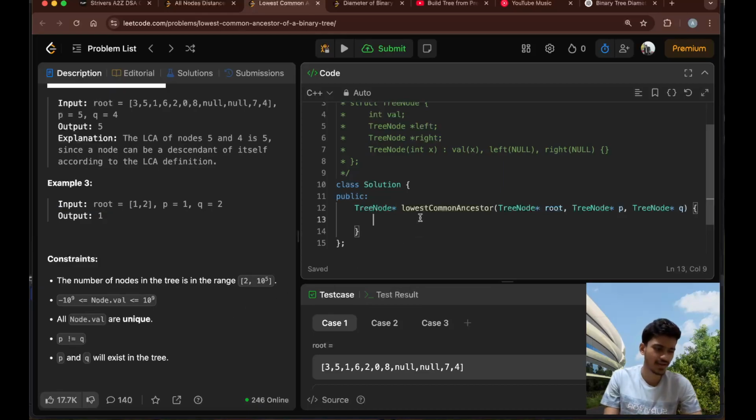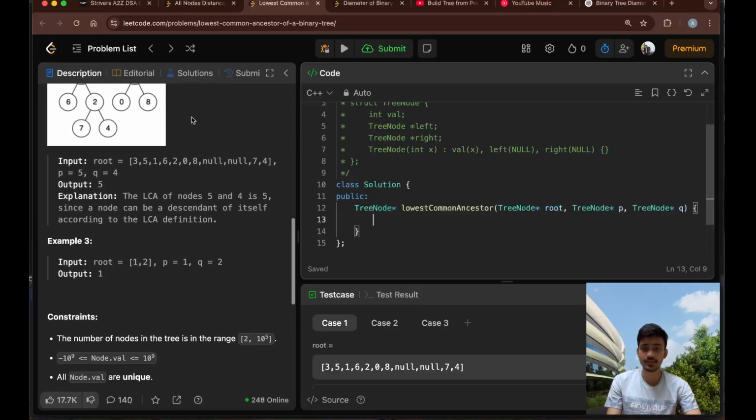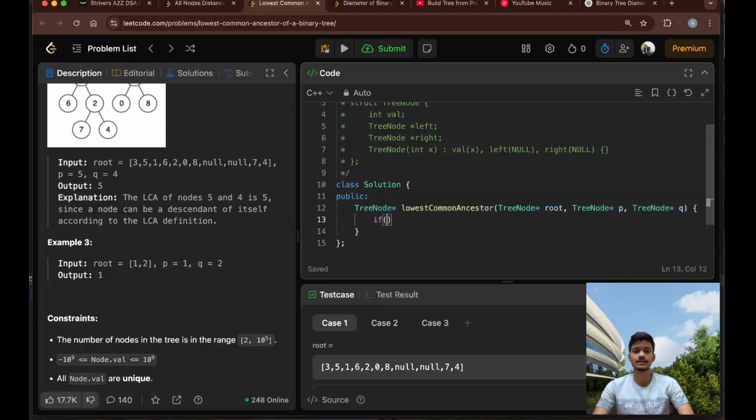Let's simplify it very nicely. Starting with the simpler base case: if the root is P, that is, if P's value and the root's value are the same, or Q's value is equal to the root's value, if any of them is true.